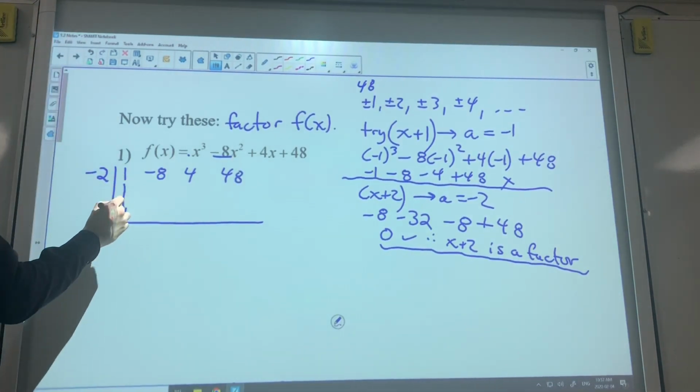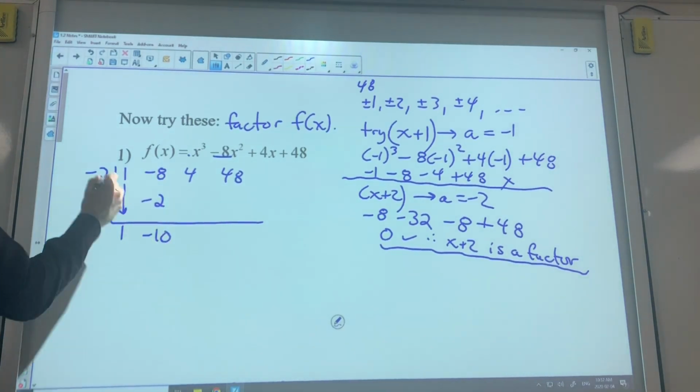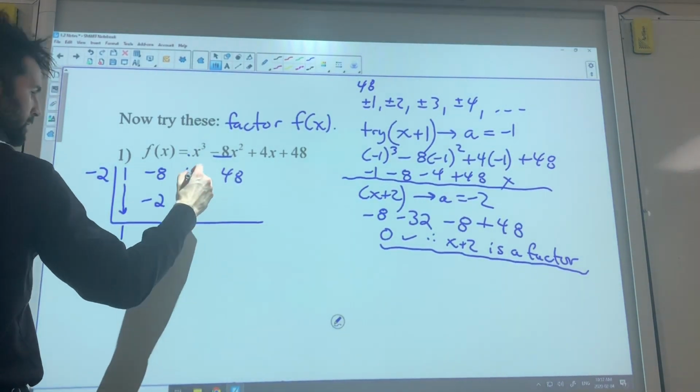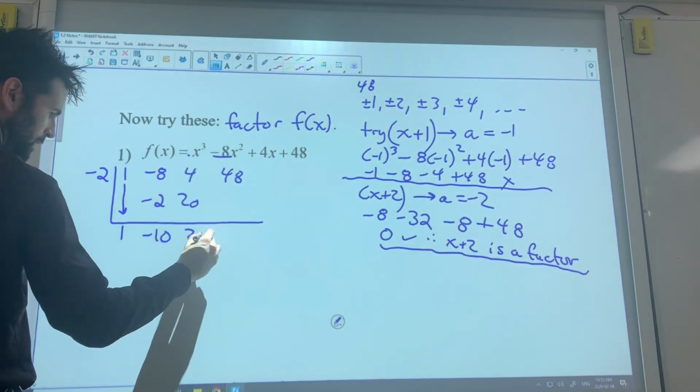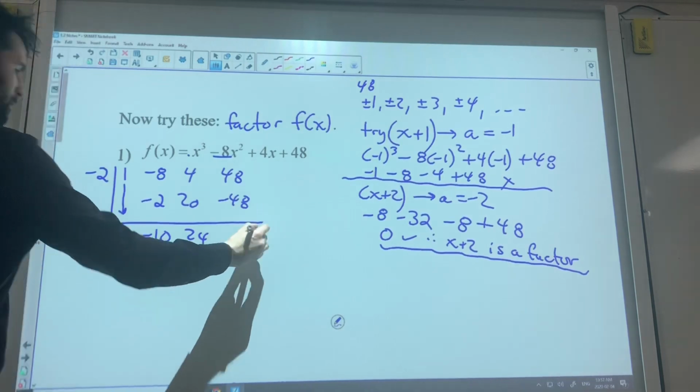Let's see if I get it right the first time. Bring down the 1. 1 times negative 2 is negative 2. Add them up, you get negative 10. This times that one is 20. 4 plus 20 is 24. 24 times negative 2 is negative 48. Perfect.